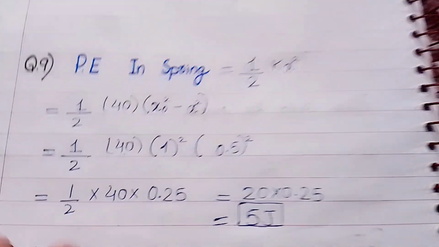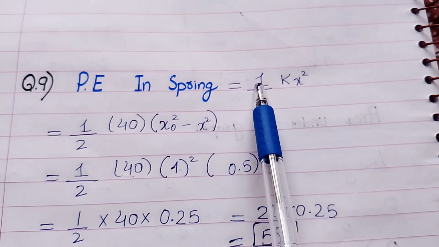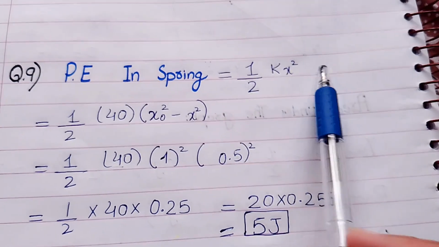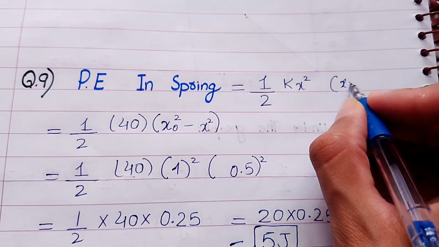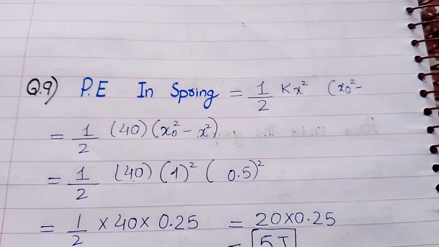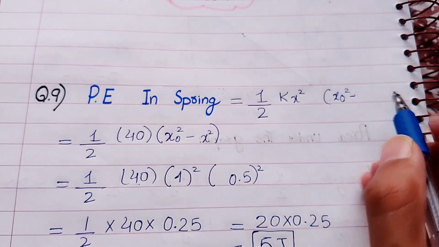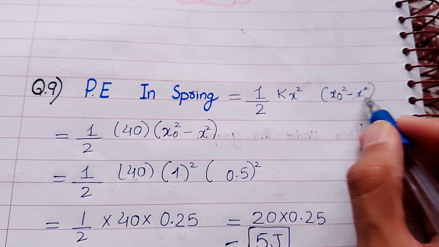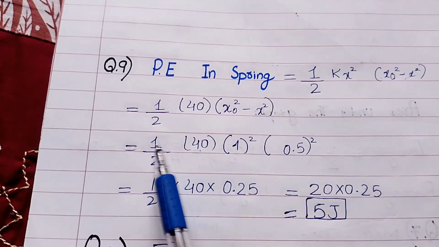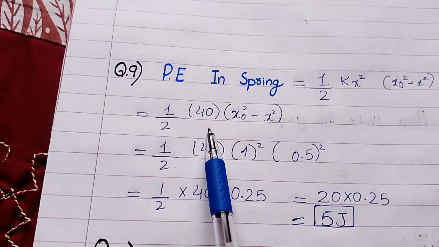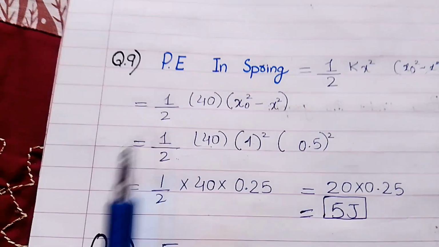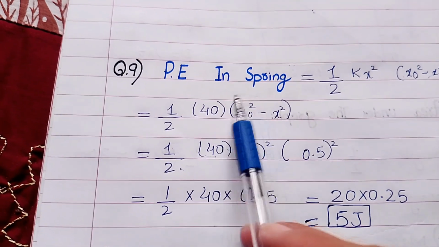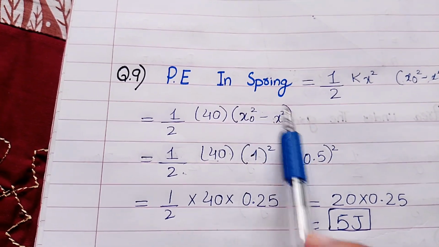So I have written this formula here. In the case of potential energy in the mass spring system, it is 1 over 2 kx square. Here x naught is the original length, and x is the changed length. So we will put the values here: 1 over 2, 40 was our constant value. It is a constant that has to be given in our exam, so don't worry about this value. Then we will put the value of its original length, that was 1 square, and its final length, that is 0.5 square.